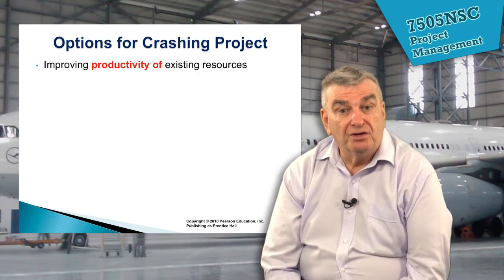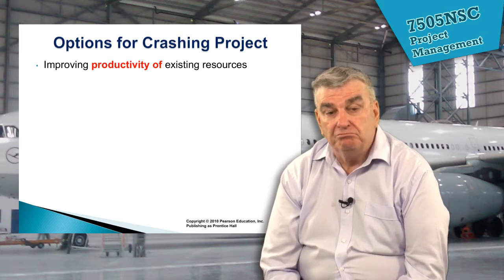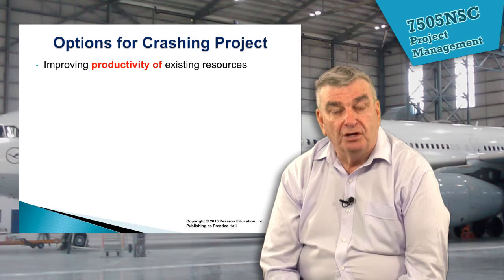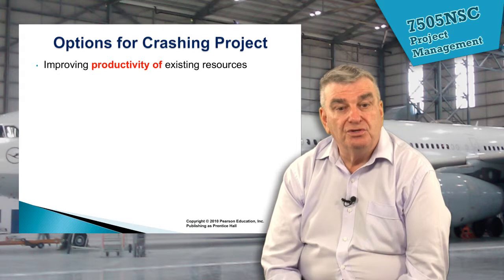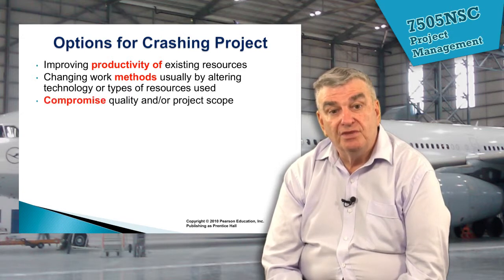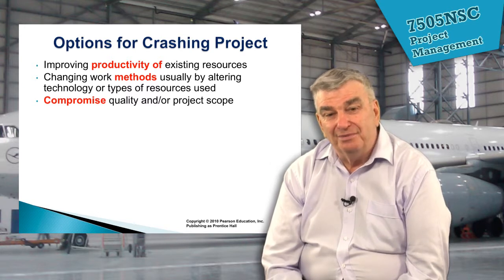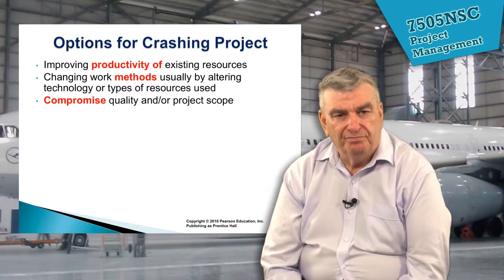We can increase the productivity of current resources. It could be a particular tool that makes pieces for the project. We can get a tool that cuts the pieces with a computer, and it can cut them at a much faster rate. We can change the work methods by changing technology or the types of resources. We can compromise and say, well, we basically wanted to have a particular finish, we'll take a much cheaper finish.